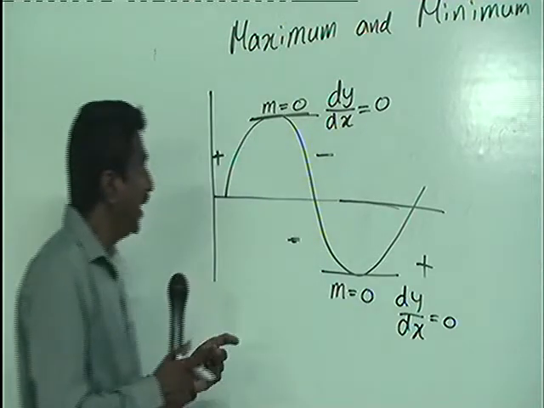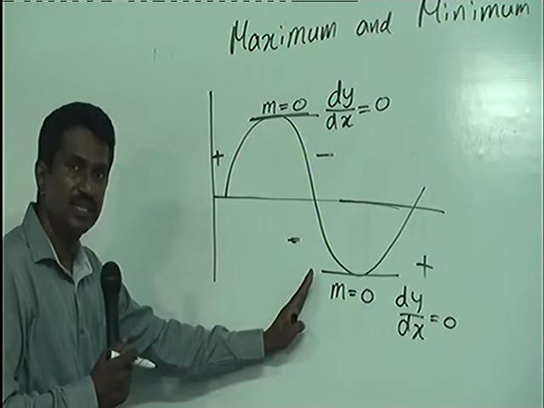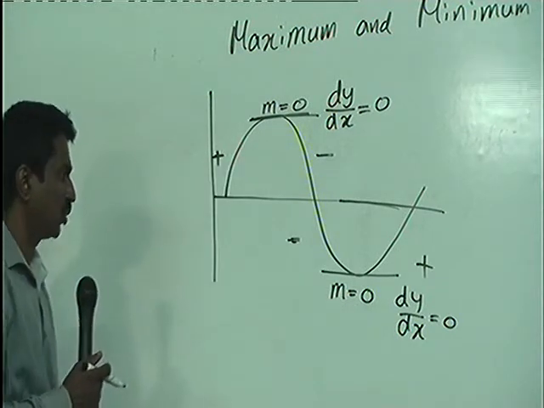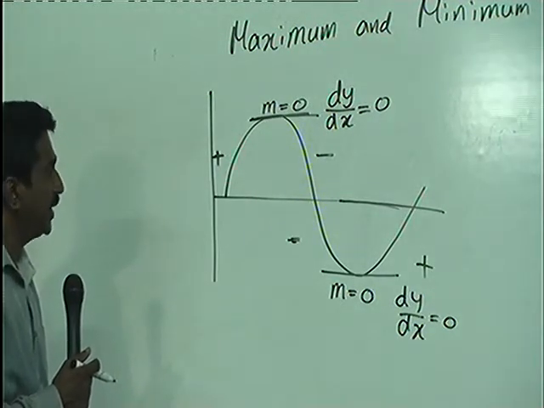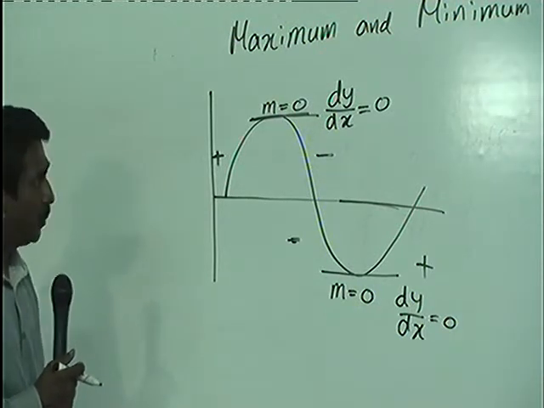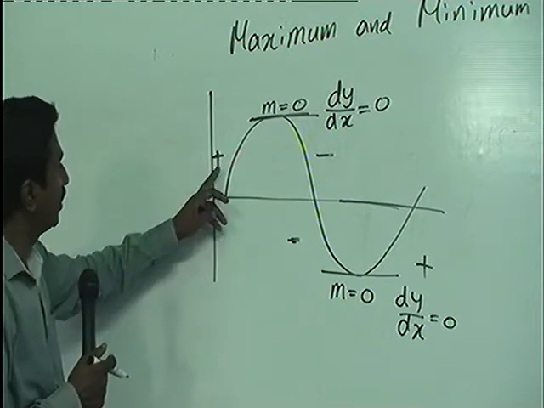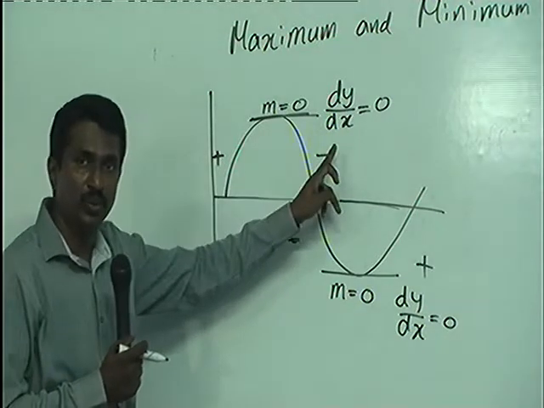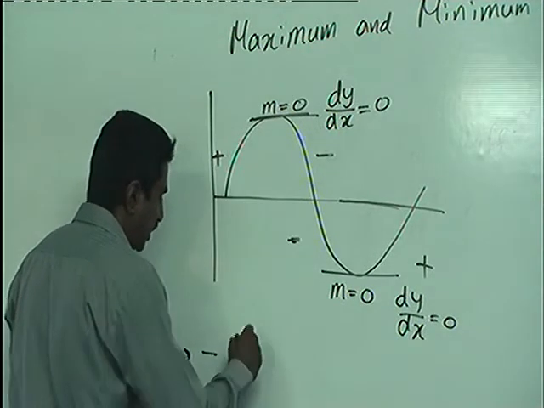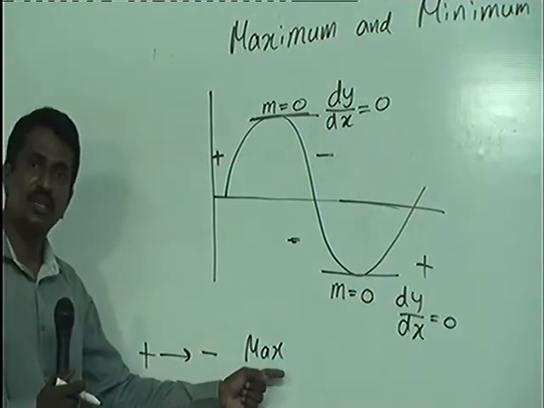What is the condition? At the maximum point, dy by dx is 0. At the minimum point, dy by dx is 0. Both points have dy by dx equal to 0 because the gradient is 0. Another thing you can observe from the graph: what happens to the gradient when it crosses the maximum? The gradient becomes positive to negative once it crosses the maximum point.